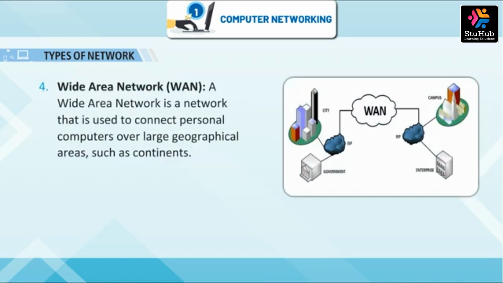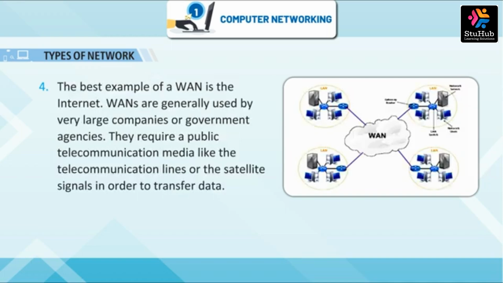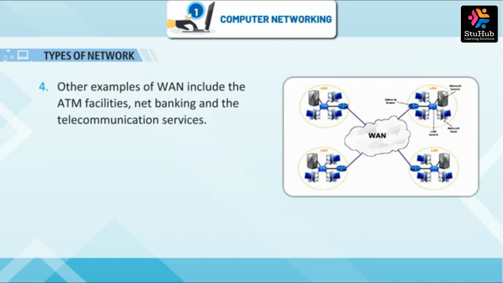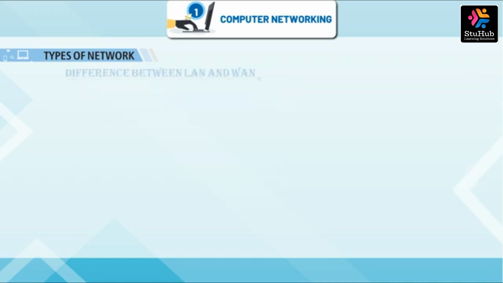Wide Area Network, WAN. A wide area network is a network that is used to connect personal computers over large geographical areas such as continents. The best example of a WAN is the Internet. WANs are generally used by very large companies or government agencies. They require a public telecommunication media like the telecommunication lines or the satellite signals in order to transfer data. Other examples of WAN include the ATM facilities, net banking, and the telecommunication services.